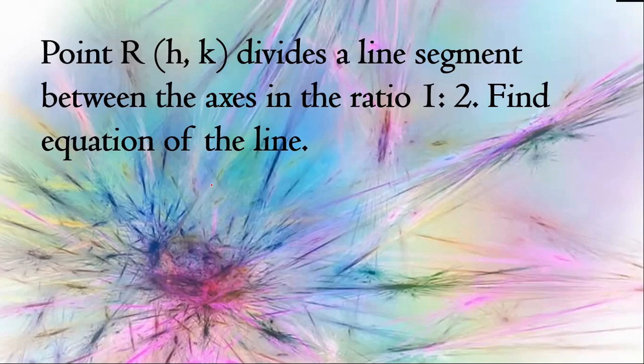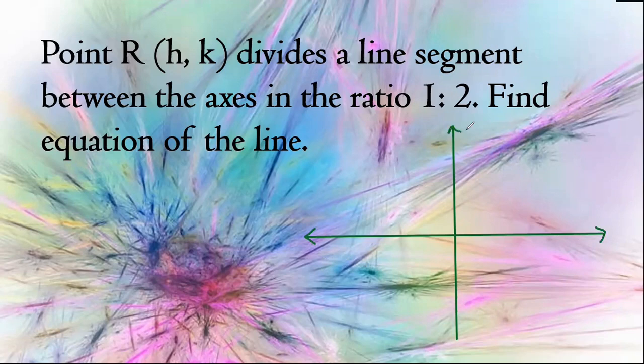Point R with coordinate h comma k divides a line segment between the axes. So first of all, we will draw the axes. This is the x-axis, and this is the y-axis we have taken. Now I am putting arrows because the axes are continuous, as the values go on on both sides. This point of intersection is 0.